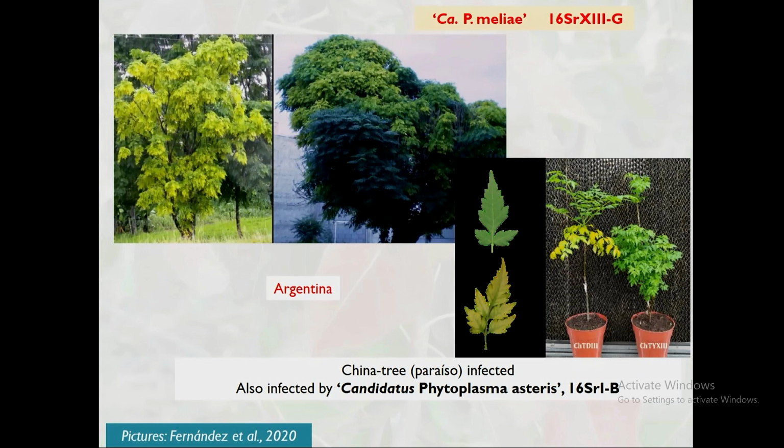The other important phytoplasma in South America, found only in Argentina in China trees again, is in Paraíso, the paradise plant. The plants present yellowing, as you can see, and the difference between the leaves of infected and healthy plants. This is a transmission by graft that shows the symptoms in the grafted plant. Of course, in some cases associated with China trees in Argentina, they have the phytoplasma Candidatus Phytoplasma asteris.